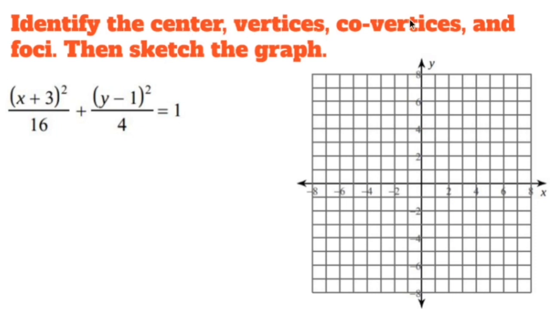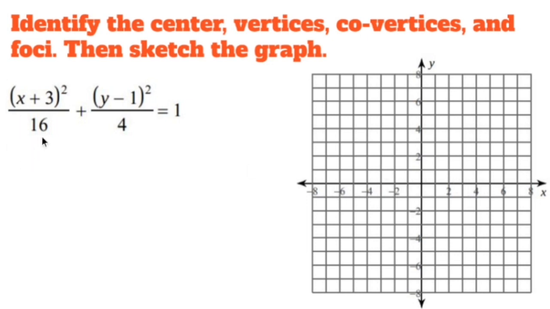Identify the center, vertices, co-vertices, and foci, and then sketch the graph. All right, what do we have? We have an ellipse. I know it's an ellipse because the x part's squared, the y part is squared. That's a plus sign and it's equal to 1. If it's a minus sign, then it's not an ellipse. You'll learn that in a future video. But what I also see is the denominator underneath x squared is larger than the denominator underneath y squared, which tells me that the ellipse is going to have a major axis that's wider and is also horizontal.